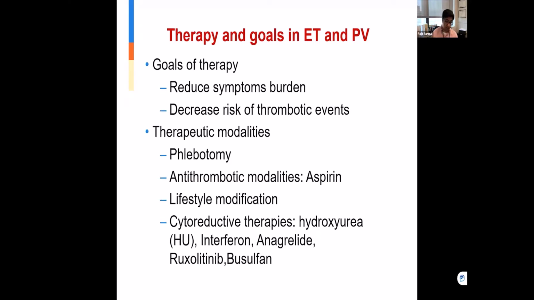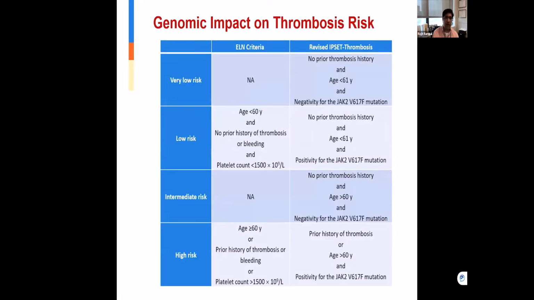And then finally, there's therapeutics. So things that we use to reduce the blood counts, which we think reduce the risk of clotting. And those are drugs like hydroxyurea, interferon, anagrelide, ruxolitinib or Jakavi, and in some rare cases, busulfan. So let's start by talking about ET.